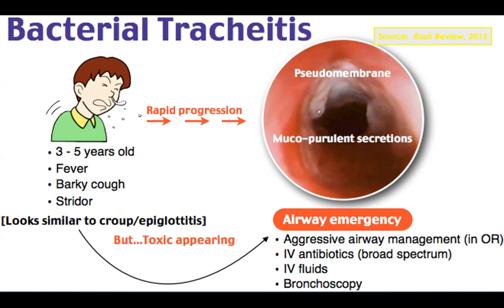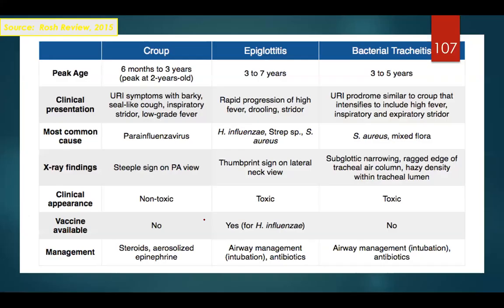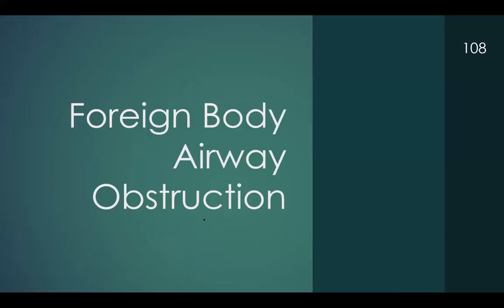Let's see, what else? Okay, here's a little table that I think you might find helpful. You should memorize, or at least have a good idea of, this table. It gives you some age ranges, the prodrome, the most common causes, the x-ray findings, and the clinical appearance, as well as if they can get a vaccination for suspected pathogens and how to manage it. So that's a really super helpful table. If you know that, you know a lot.